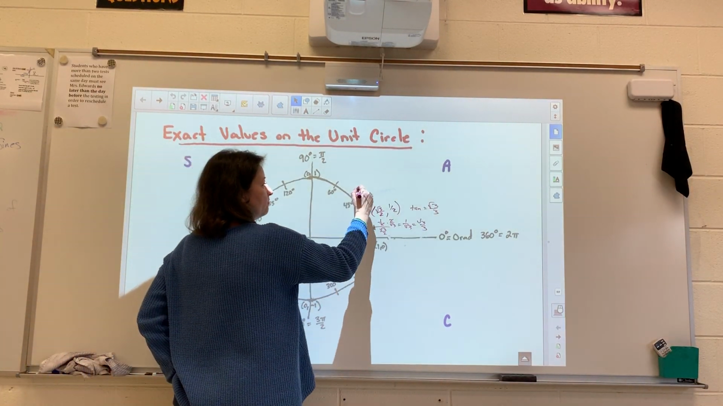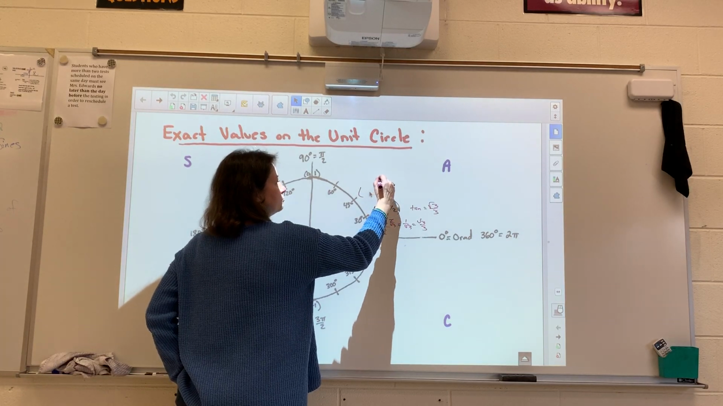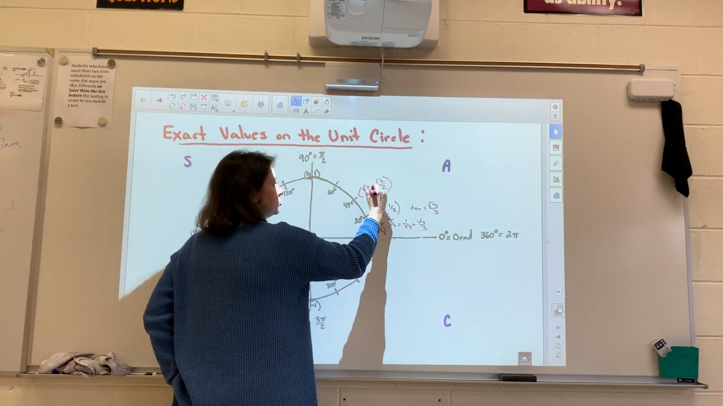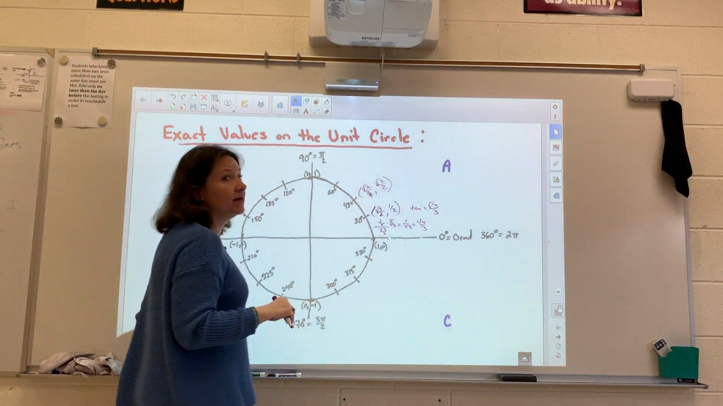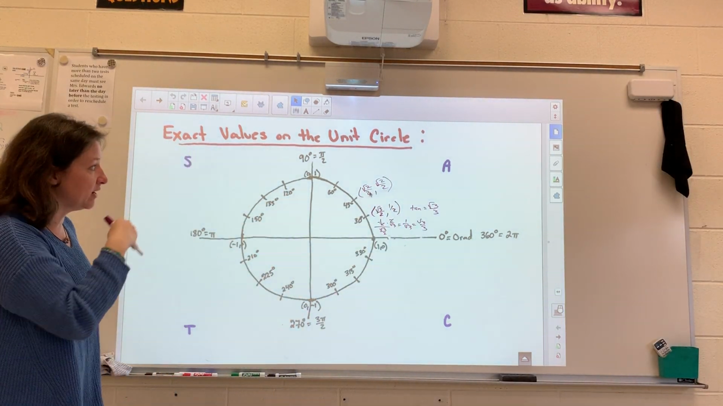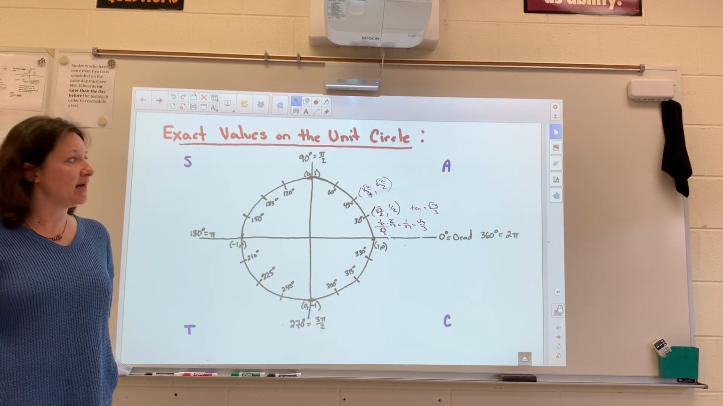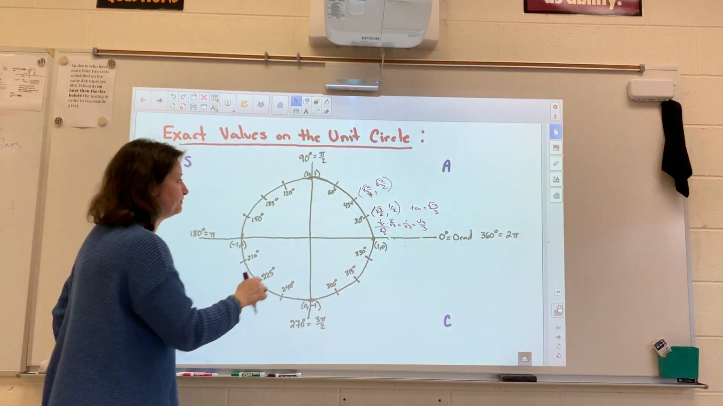What's sine of 45 degrees? Root 2 over 2. What's cosine of 45 degrees? Root 2 over 2. Here's my x, here's my y. Tangent is y divided by x, so what do I get when I divide the same thing by the same thing? Y divided by x will be 1, so tangent is 1.